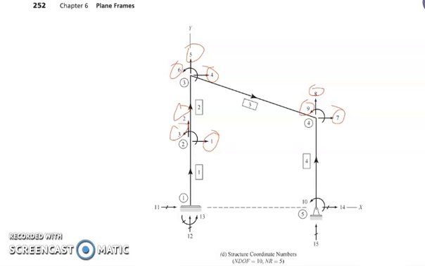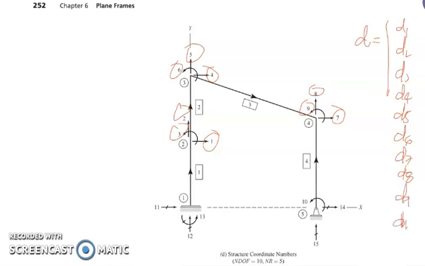And if you write this in matrix form, D is equal to d sub 1, d sub 2, d sub 3, d sub 4, d sub 5, d sub 6, d sub 7, d sub 8, d sub 9, and of course we have d sub 10. So we have now our identified degrees of freedom, which means that we have here 10 degrees of freedom.